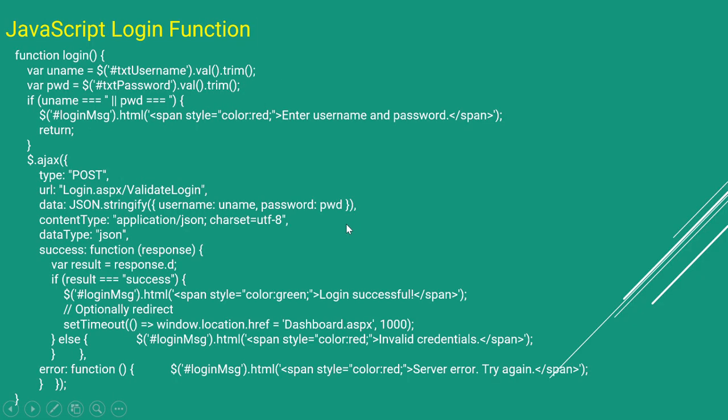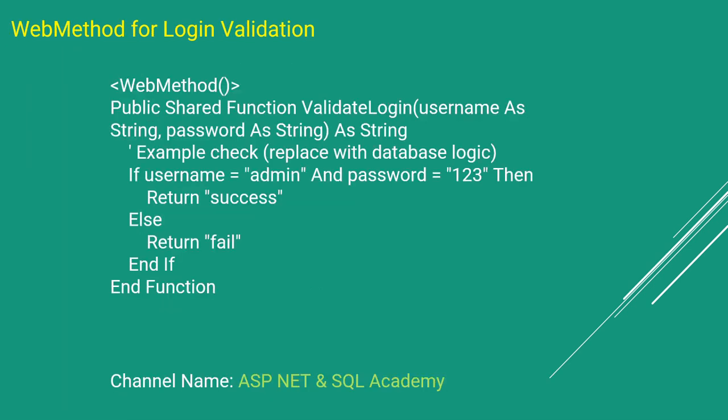This JavaScript function collects user input, validates it, and sends it to the server using AJAX. It also displays success or failure messages instantly. The web method receives the username and password, checks credentials, and returns either success or fail. You can extend this with real database validation.